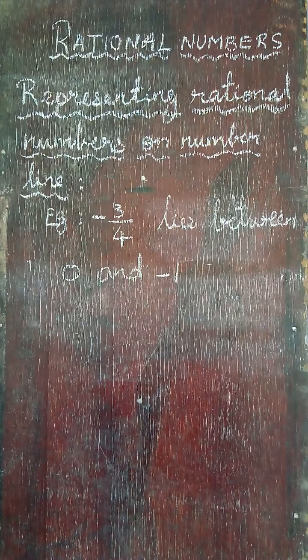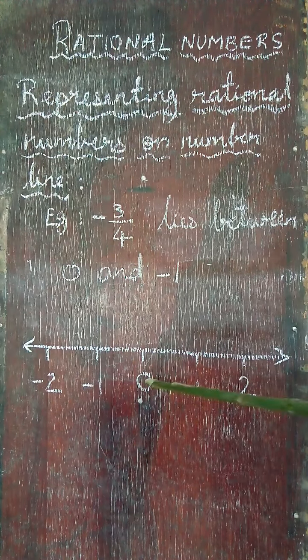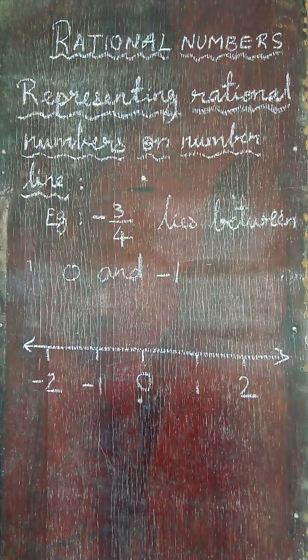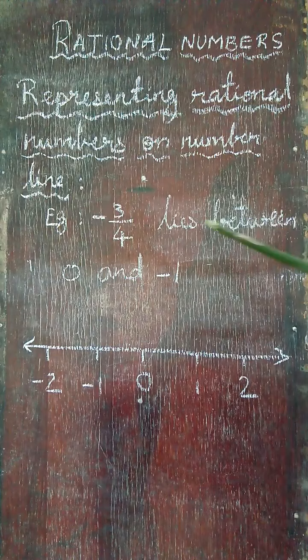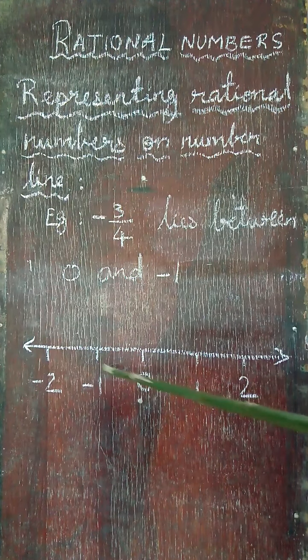Minus 0.7 is more than minus 1 and less than 0. So minus 3 by 4 will lie between 0 and minus 1. We are going to represent it on the number line. I have drawn a number line: 0, 1, 2 and so on, minus 1, minus 2 and so on. Where do we have to mark minus 3 by 4? We found it will lie between 0 and minus 1, somewhere in between.